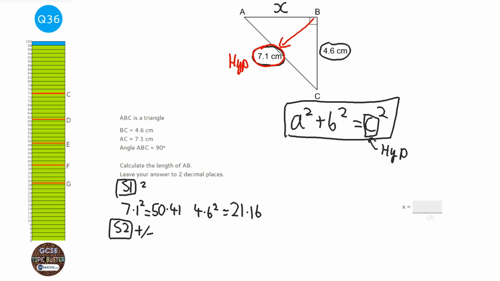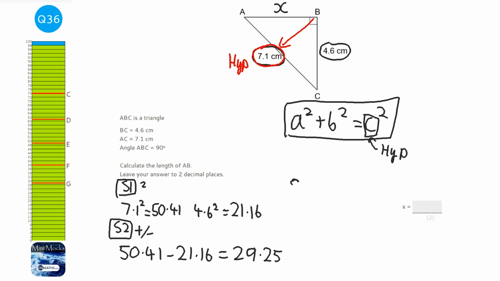So in step 2, have a think, well, if we add them, we'll get a bigger number. Well, the hypotenuse must be the biggest side. So when you're finding another side, not the hypotenuse, you will subtract. But if I was finding the hypotenuse, so I wanted a bigger number than the other 2, then I would add. So I'm going to do 50.41 minus 21.16, and that's why in step 1 we did the biggest one first, because otherwise you'll get a negative number. So 50.41 take away 21.16 equals 29.25.